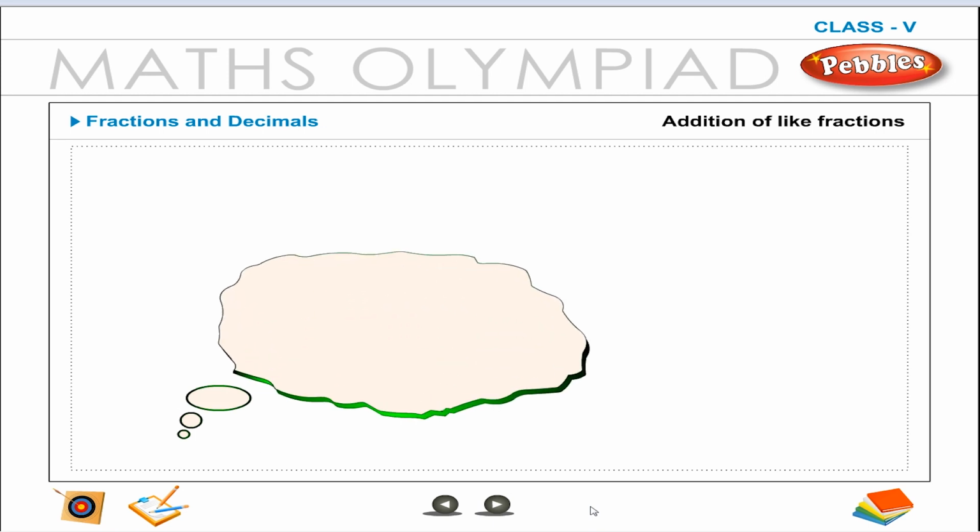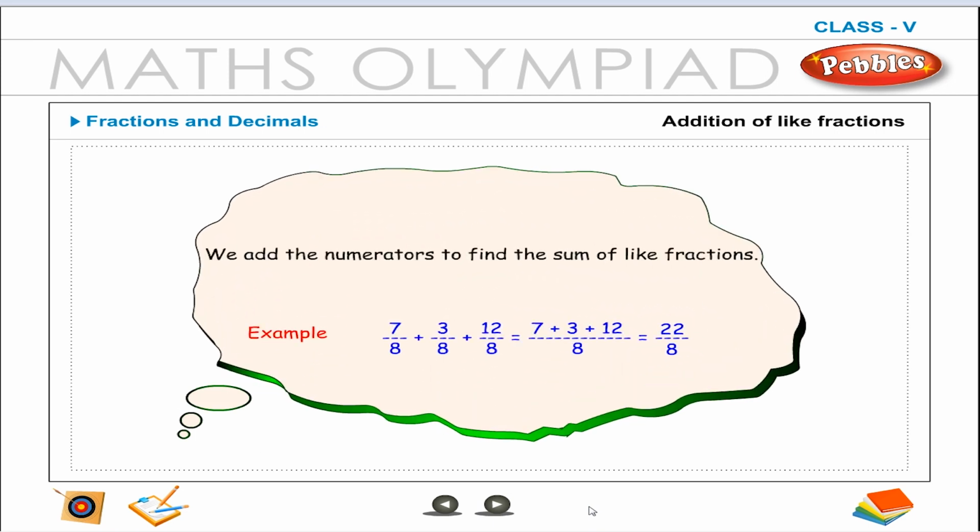Addition of like fractions. We add the numerators to find the sum of like fractions. Example, 7 by 8 plus 3 by 8 plus 12 by 8 is equal to 7 plus 3 plus 12 by 8, which is equal to 22 by 8.